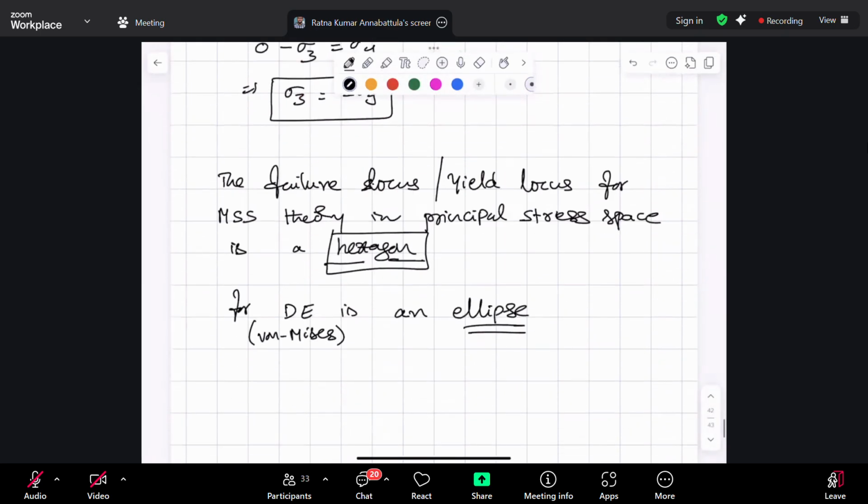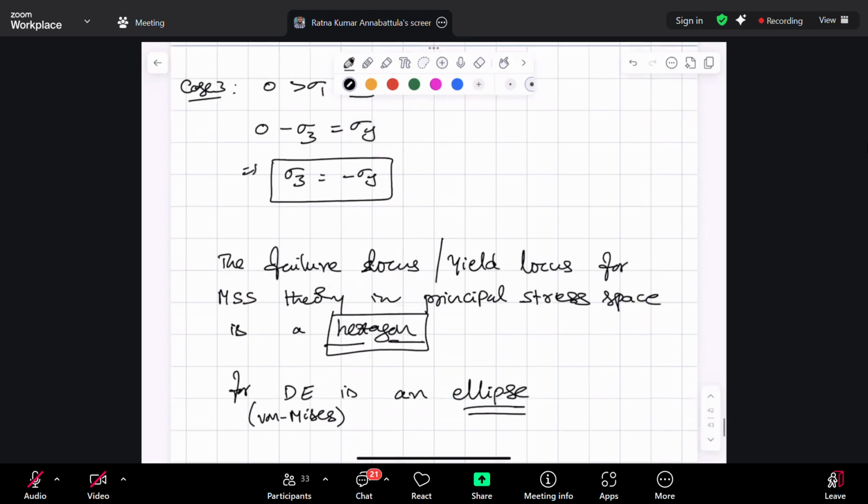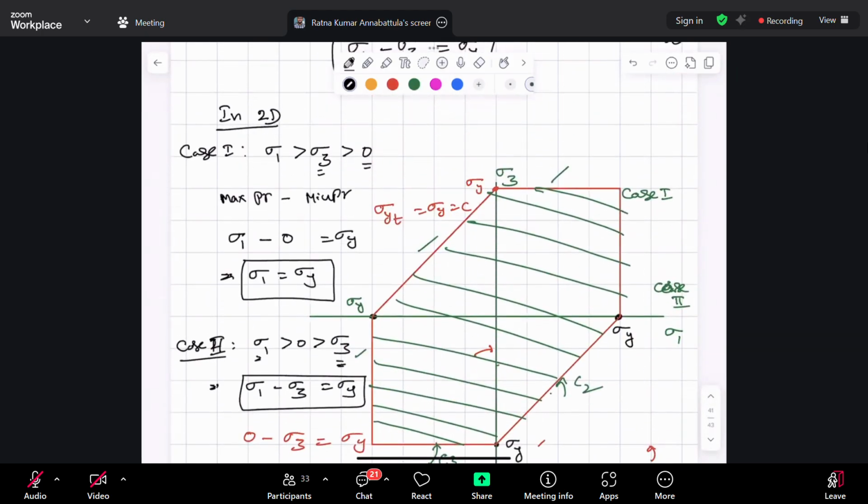Now let us do case 4. Sigma 3 greater than sigma 1 greater than 0. Then according to maximum shear stress theory, what should be the equation? Sigma 3, the maximum principal stress, minus 0 must be equal to sigma y. That implies sigma 3 is equal to sigma y. So which line is that? This is your sigma 3 is equal to sigma y line, isn't it? That is how I got this line.